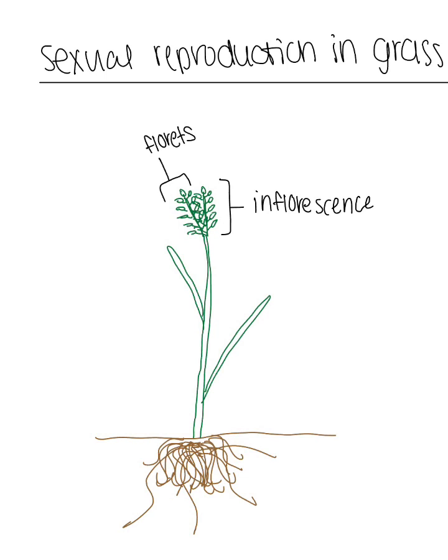So, to go into the anatomy of the flowers in the grass, the inflorescence is the actual main flower, and the florets are smaller flowers making up the main flower or the inflorescence.